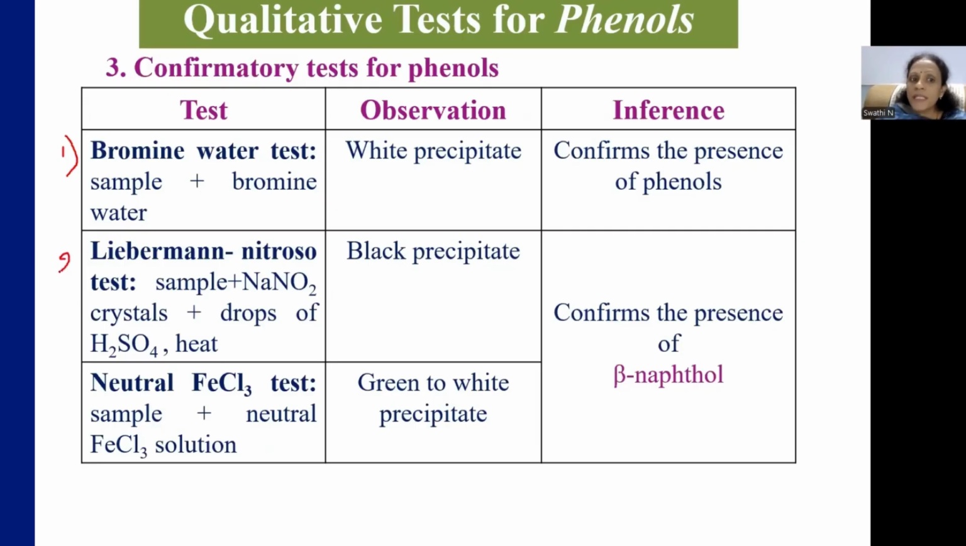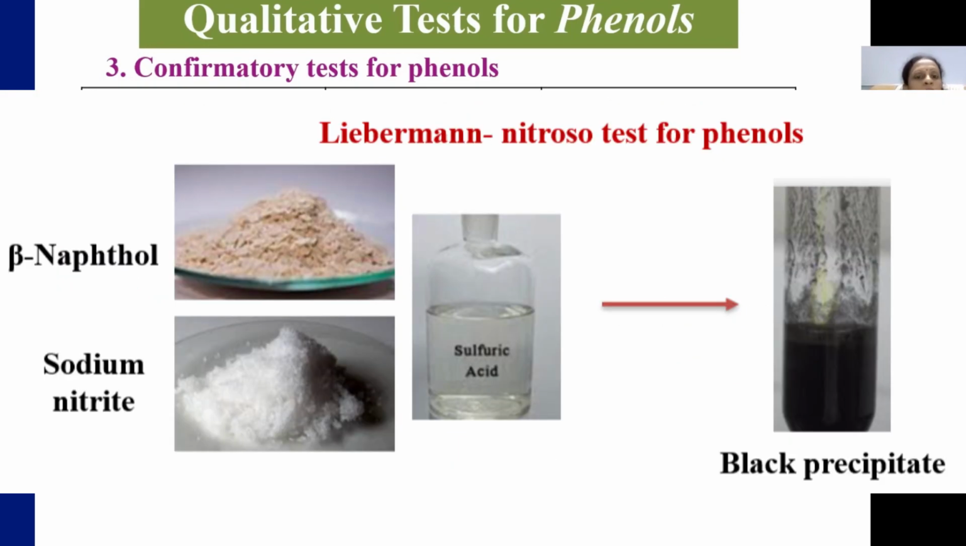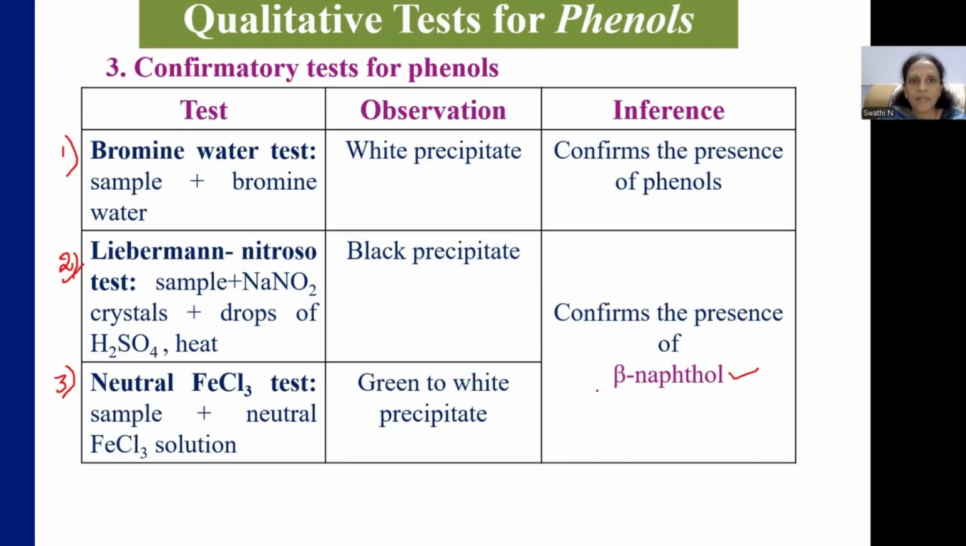Now the other two tests are meant for beta-naphthol. The second test is known as the Liebermann nitroso test, where the sample is added with sodium nitrite crystals and drops of sulfuric acid are added. Then immediately the test tube is heated for a few seconds. If there is formation of a black precipitate, that indicates the presence of beta-naphthol in the given sample.